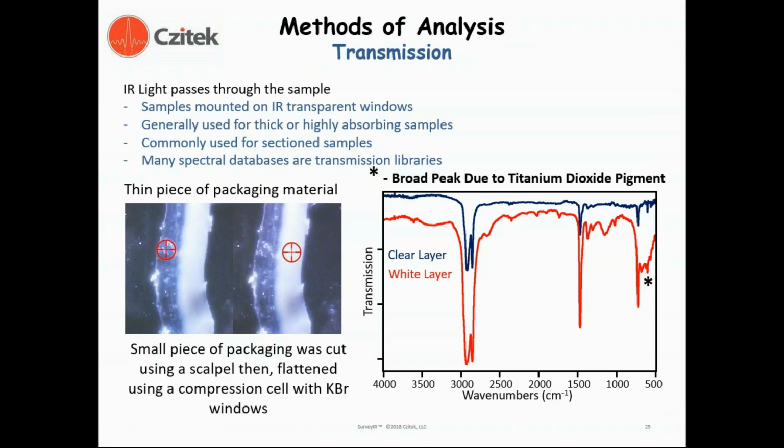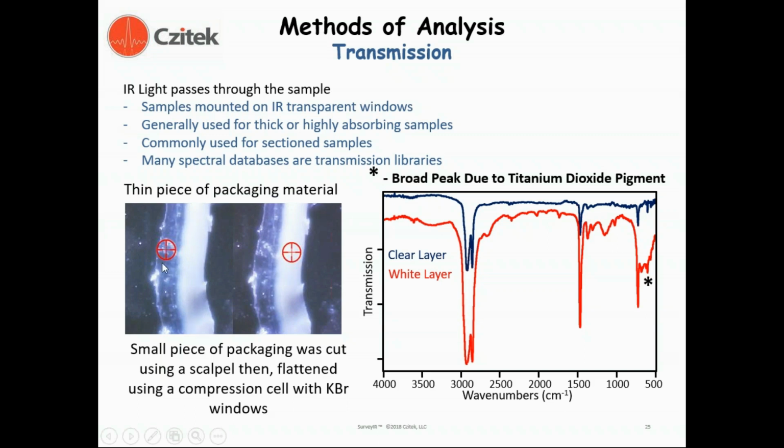So multi-layered samples, or as I said before, samples which can be difficult to thin and are not amenable to ATR analysis, can be measured by transmission. And this is a multi-layered packaging material, and you can see that it has 2 layers. This was sectioned actually with a scalpel, and then put into a compression cell with KBr windows in this case to hold it thin and in focus across the field of view. With a microscope, we just targeted these separate areas.